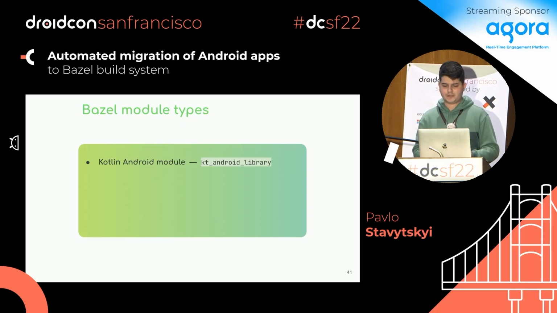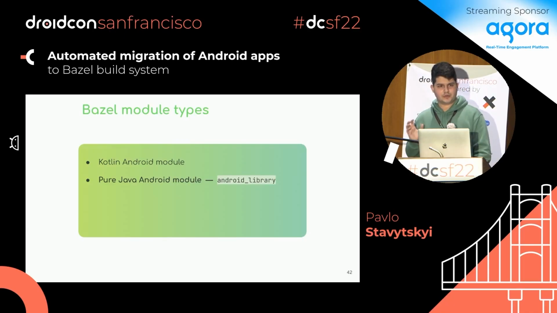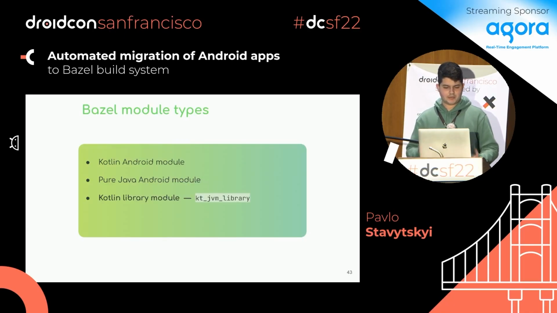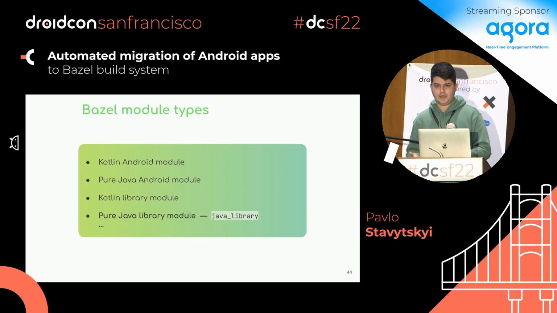So for example, we have a bunch of modules which are Android modules. And then we can have another bunch of modules which are pure Java Android modules, and they are not using Kotlin. For all of those groups of modules, we will be using the Android library build rule. Similarly, for a pure Kotlin library we can use another rule, which is KT JVM library. And similarly, a pure Java library module will be represented with the Java library build rule in order to build all the code.